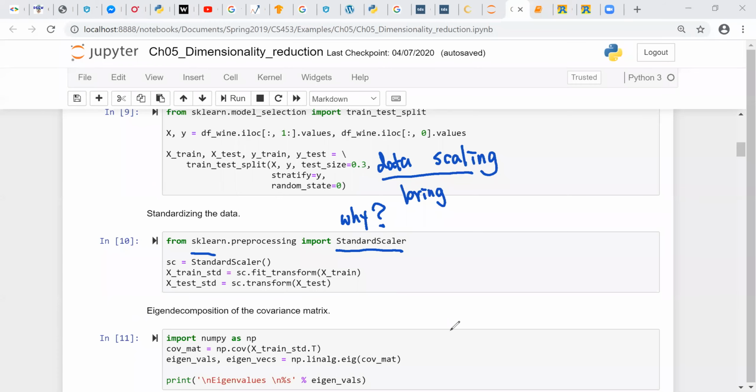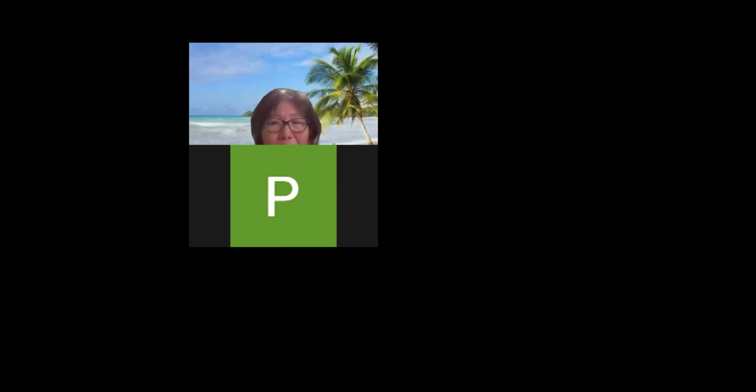Oh, sorry, it's already 9:55. I have another class I need to go to. We haven't started this example, but it is pretty straightforward. So basically we are done with this.